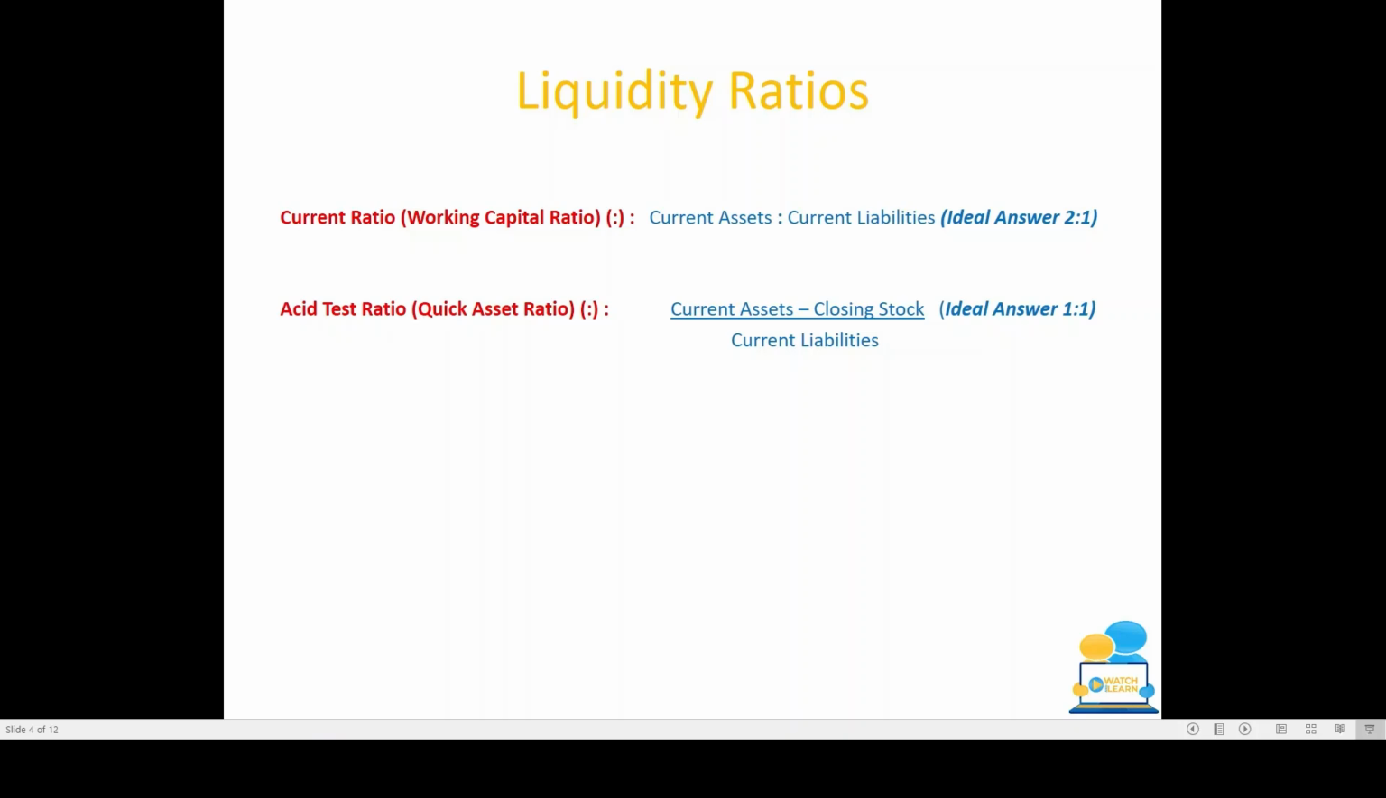Liquidity ratios are very straightforward. A current ratio, working capital ratio, is we just compare our current assets to our current liabilities, and that should be over 2:1. And the more commonly used one, or the one that's perceived to be better, is the acid test or the quick ratio, as it's sometimes called. And again, that's just current assets, but this time we take away closing stock and compare that to current liabilities.